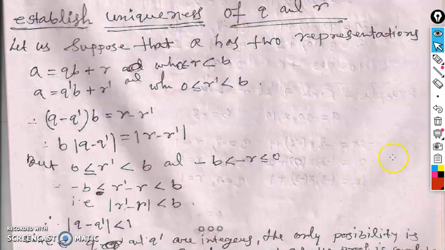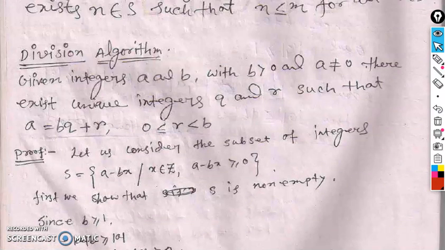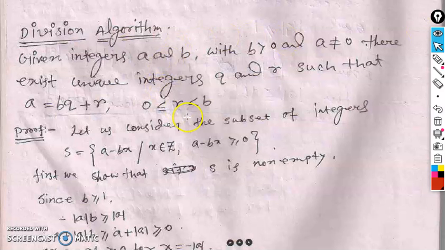Okay, so in the last lecture we have completed the portion: the remainder r should be between 0 and b. Here we can start the very important result, the existence and uniqueness of the integers q and r. Again we repeat the division algorithm. Given integers a and b with b greater than 0, a not equal to 0, there exist unique integers q and r such that a equals bq plus r, with 0 less than or equal to r less than b.